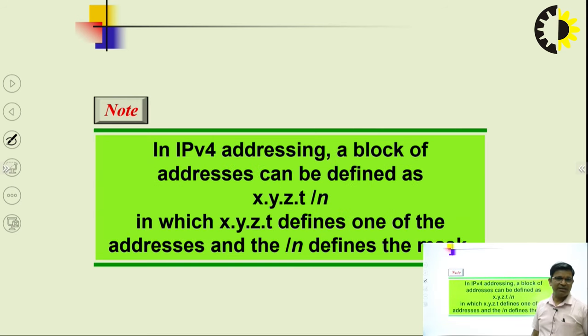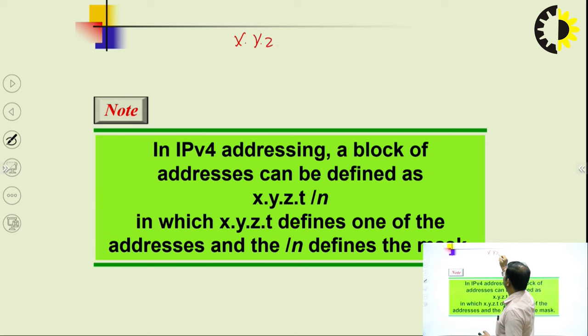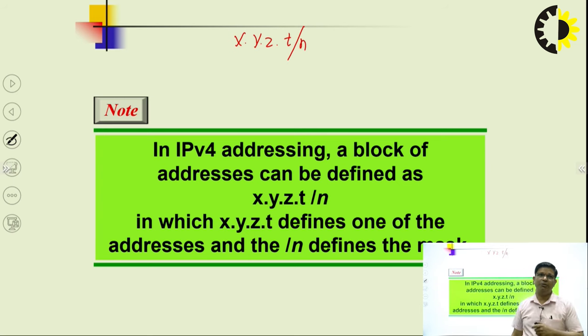So what is a classless IP address? In classful IP addresses, we are generally talking about four blocks, which can be X, Y, Z, and T. But in classless IP addresses, we have to treat it as slash N. This is treated as slash N notation. So what does it mean? N defines the subnet mask. We can identify most things from the subnet mask. This N is very important.